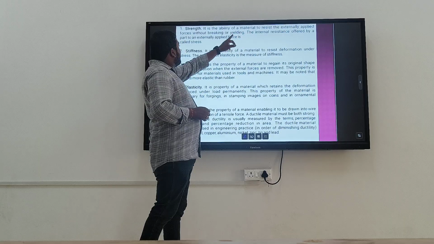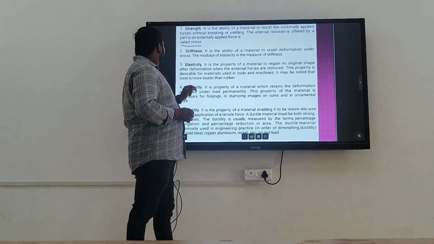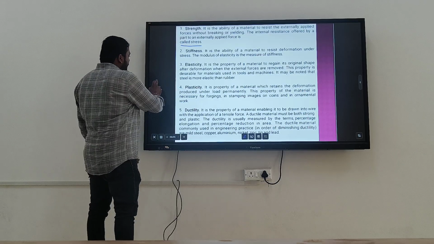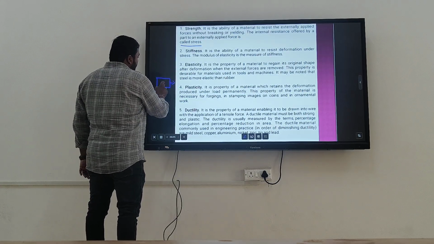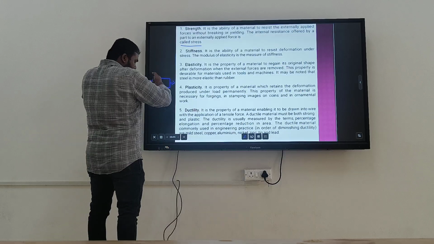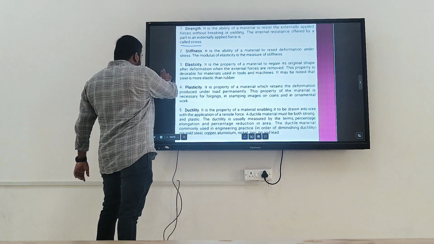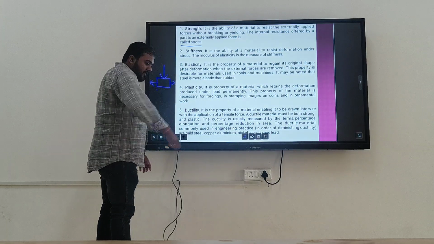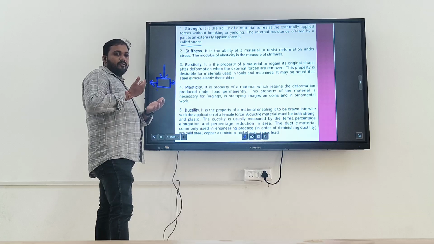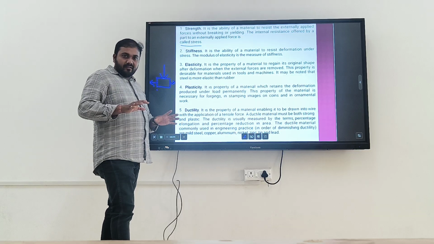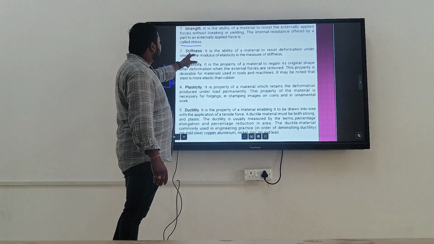The internal resistance offered by a part to the externally applied force is called stress. Suppose this is a block. We apply some force, and that is called stress. It gives us some pressure. If we put some pressure on it, if we load and hammer it, it gives internal resistance to the force and the metal does not break. That is called good strength. The metal has good strength. Next one is stiffness.